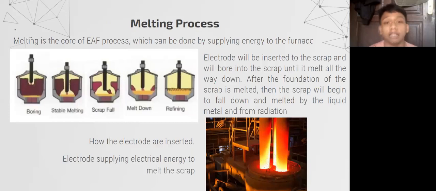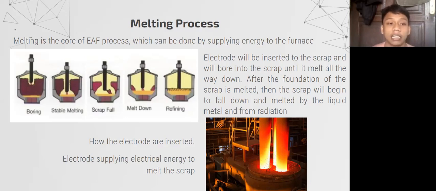The next process after the charging process is the melting process. As we know, the electrical arc furnace is one of many tools that are used in metallurgical processes to melt materials. So melting is the core of the electrical arc furnace process, which can be done by supplying energy to the furnace. We can see in the first picture a short scheme of how the melting process is done.